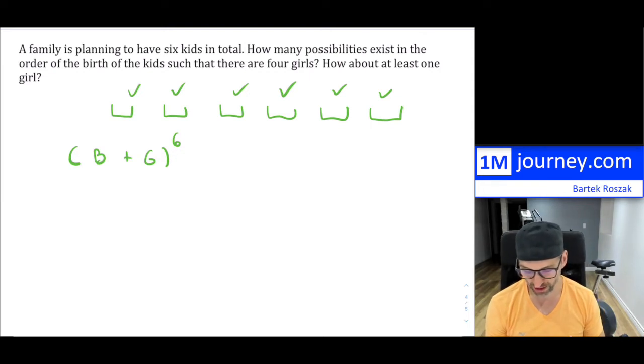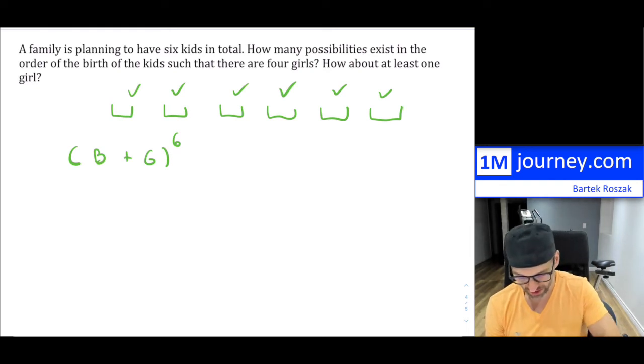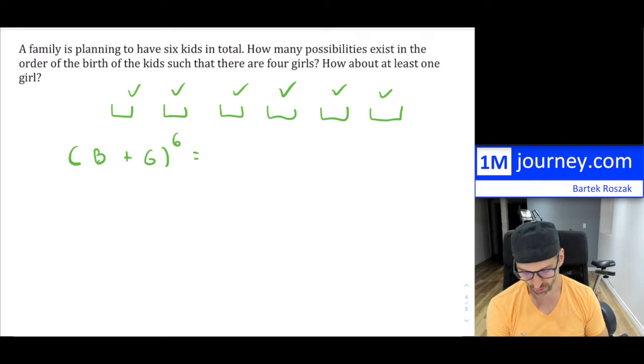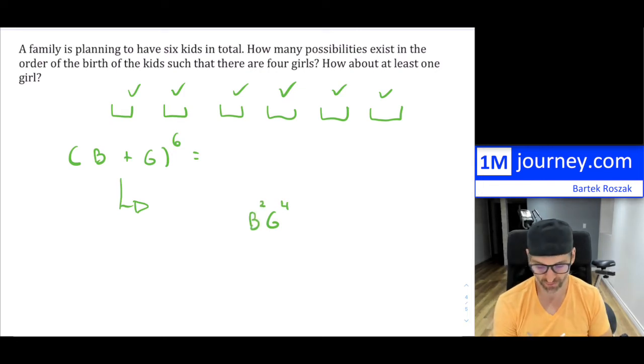So if we would expand this out, now we don't need to expand the entire thing out, okay? But you may recall that it gives us all the terms if we know the binomial expansion, in terms of the binomial theorem. Now, we want to have 4 girls. So really, the term that we're looking for from here is we want to have 4 girls, and then that means we're going to have 2 boys, right?